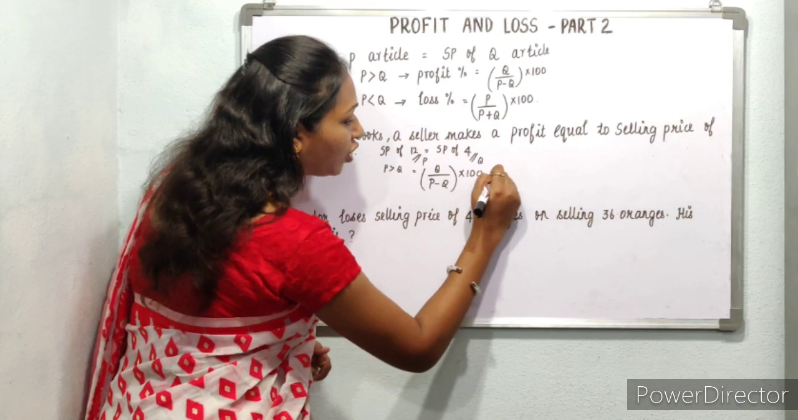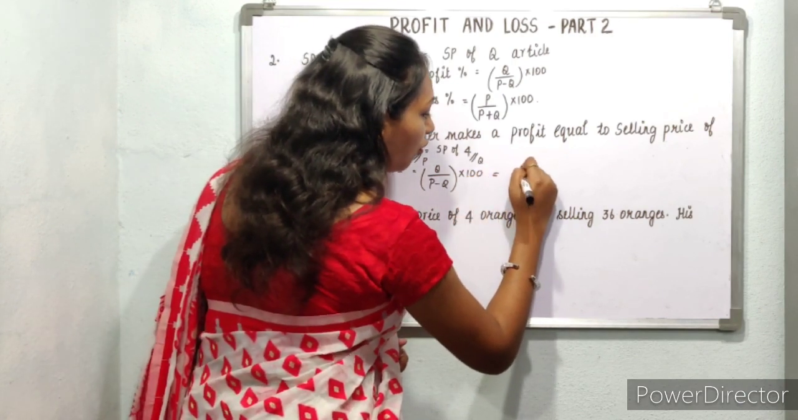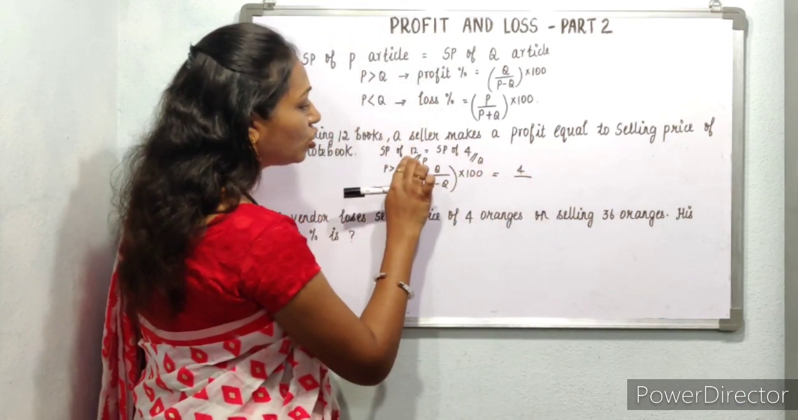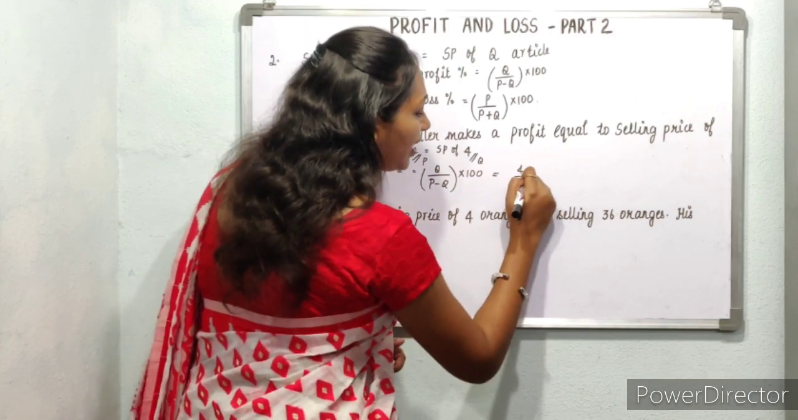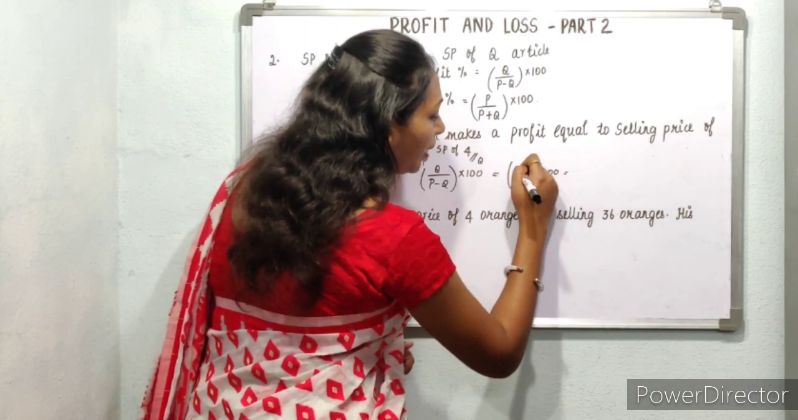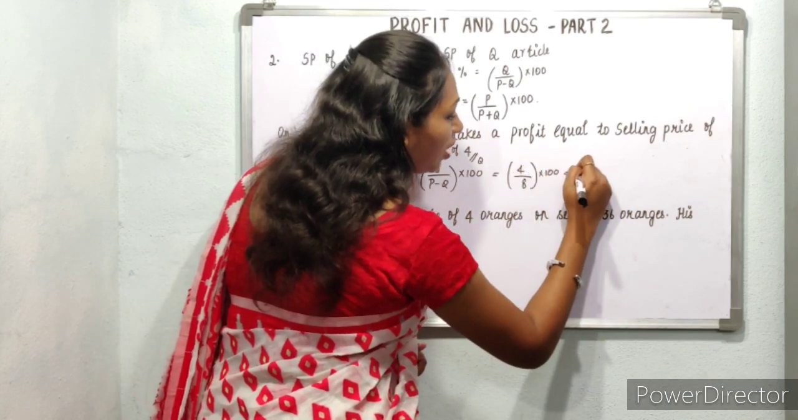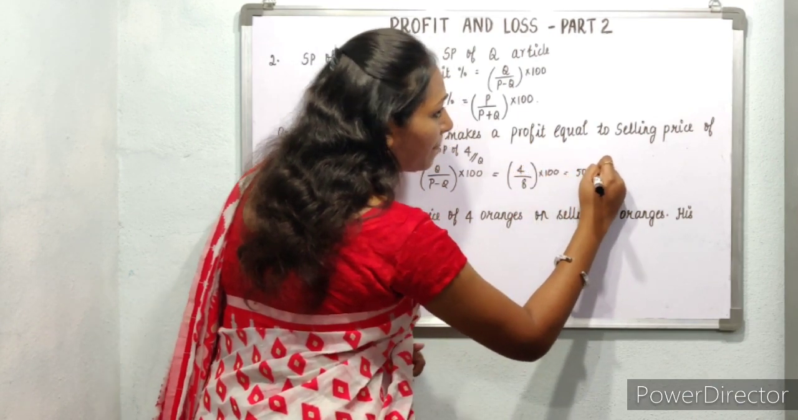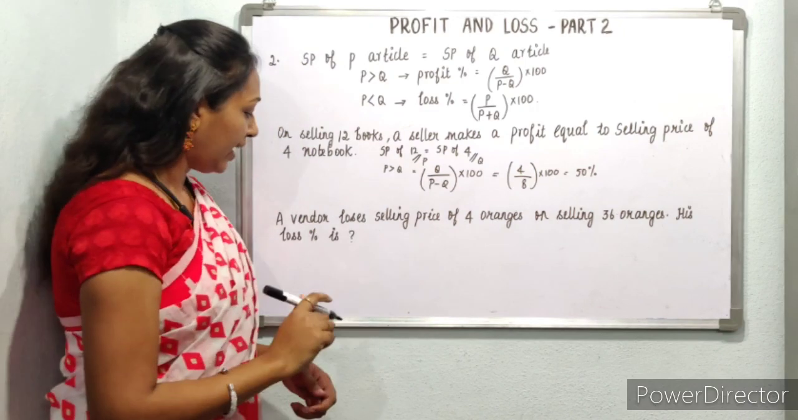So what is the value of Q here? Q is equal to 4 divided by P minus Q, 12 minus 4, we have it as 8, into 100. So we have it as 1 by 2. So if you solve it, we'll get it as 50%. We'll go to the next problem.